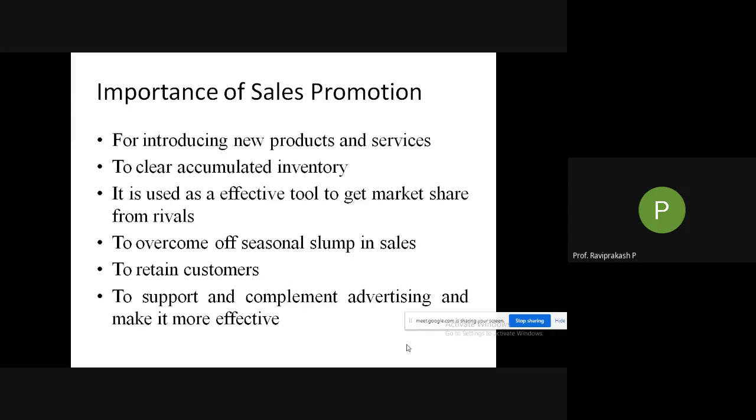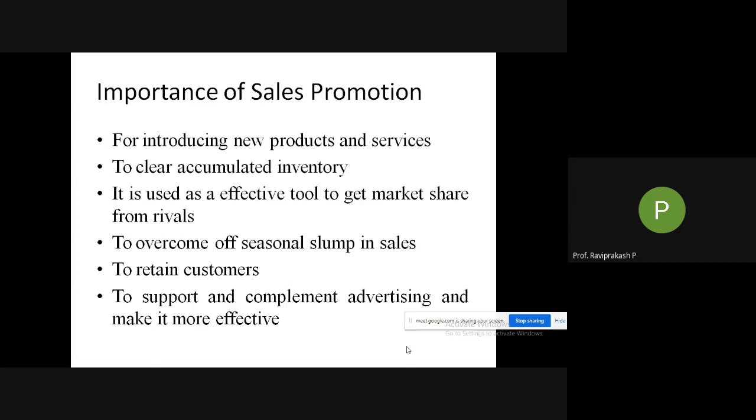So to clear accumulated inventory, sales promotion is done. Then it is used as an effective tool to get market share from rivals. As you are giving more discounts or more advertising or more promotions, people might think, okay, I can try this product or a product from a different company at least once. If I like it, I'll continue. Otherwise, there is already the brand or the product that I'm using, and I can go back to it at any moment. So we are trying to gain more market share from our competitors or the rivals.